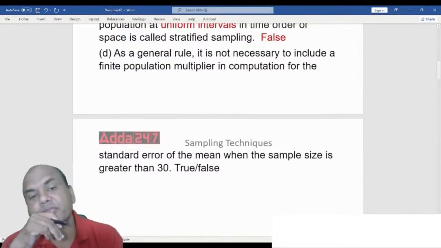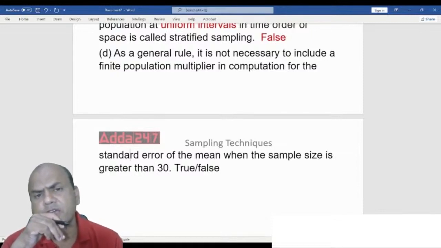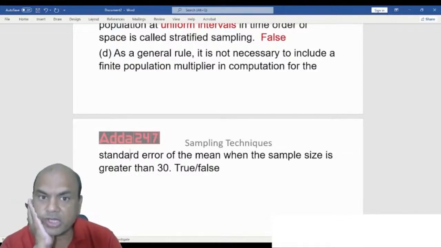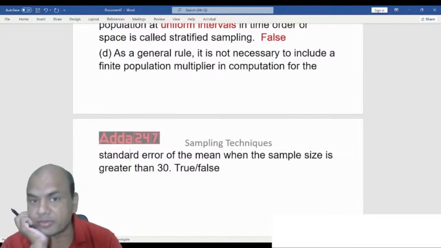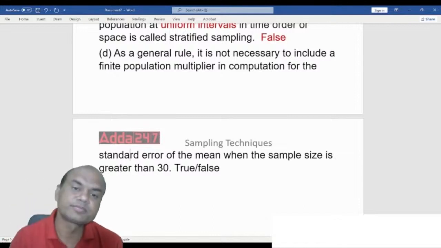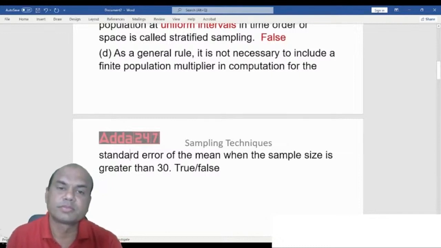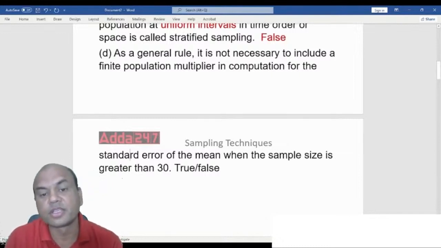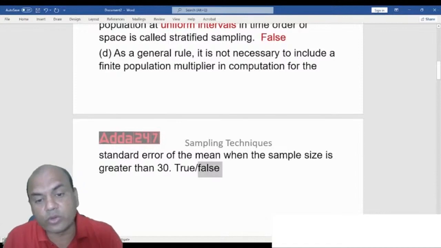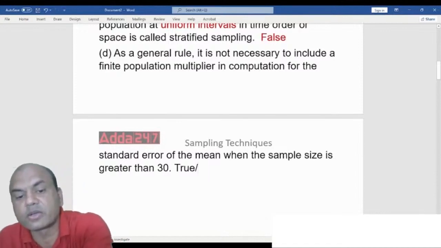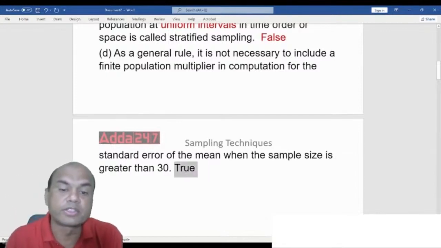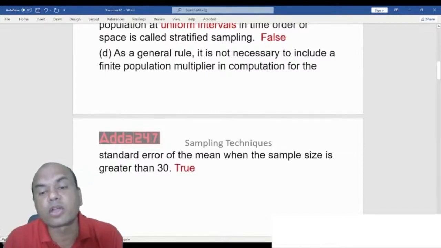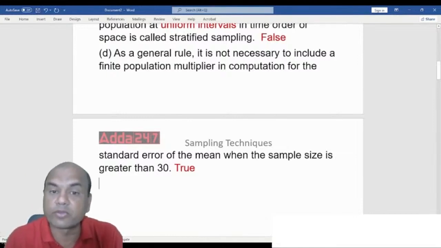Yes, it should be greater than. True or false? In the comment section, I want the answer from everyone. Is it true or false? Yes, it is true. 30 is the true answer. This is true. It should be greater than 30. Then the finite population multiplier is not required in that case. So the minimum sample size is 30 for these cases.